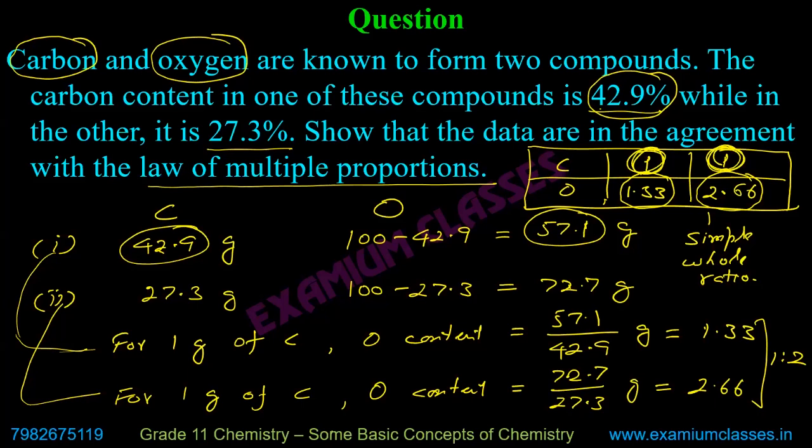In multiple proportions, we keep the mass of any one element constant, and then we calculate the ratio of the masses of the other element. The ratio of the masses of the other element is 1.33 to 2.66. 2.66 is just double of 1.33. So the ratio is a simple whole ratio. Hence, the law of multiple proportions is in agreement with this.